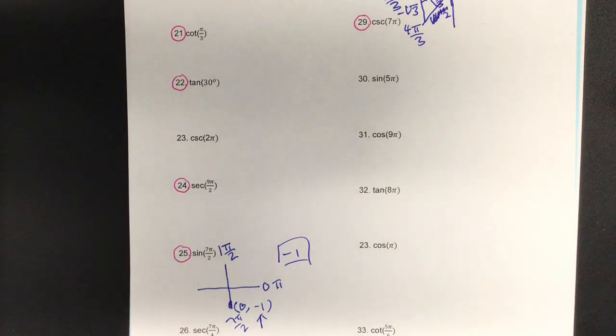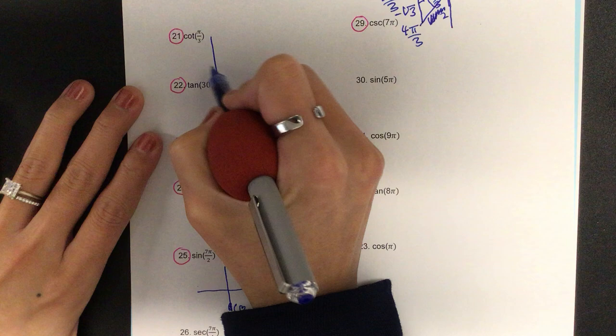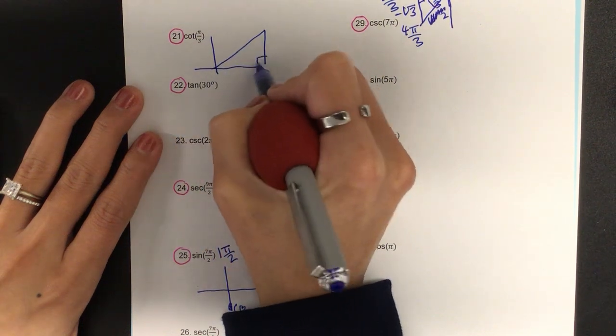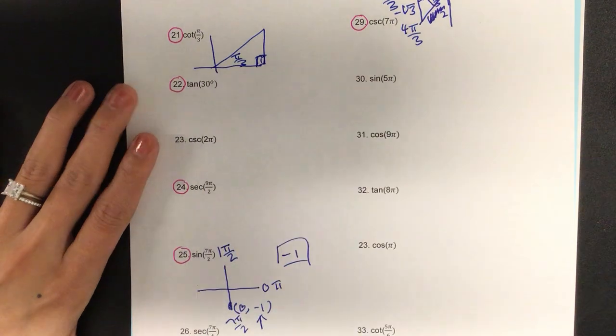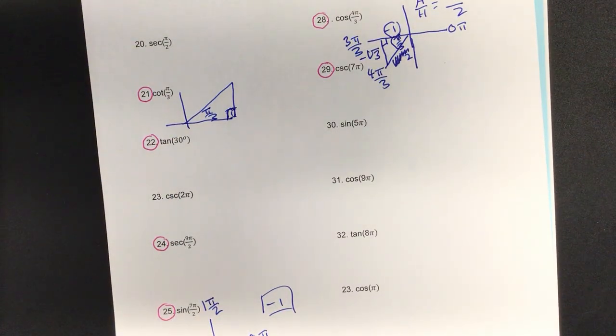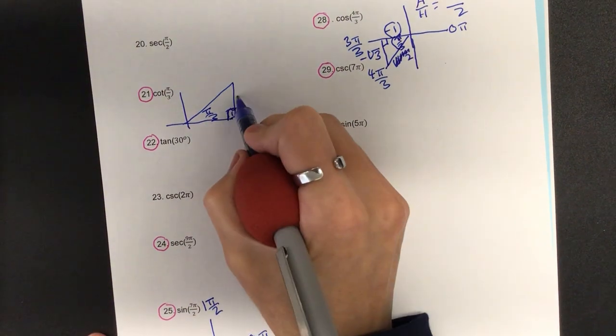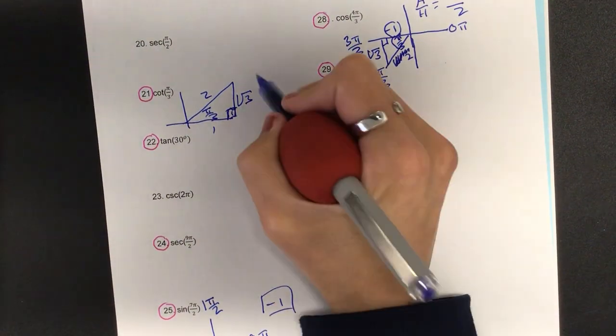All right, number 21. We're looking at pi over 3. Let's go ahead and make our pi over 3. So here's our pi over 3. That's a box, by the way. Was pi over 3 30 degrees or 60 degrees? Go back to your notes. 60. So opposite of 60 was radical 3, and our hypotenuse is 2, and then we have our 1.